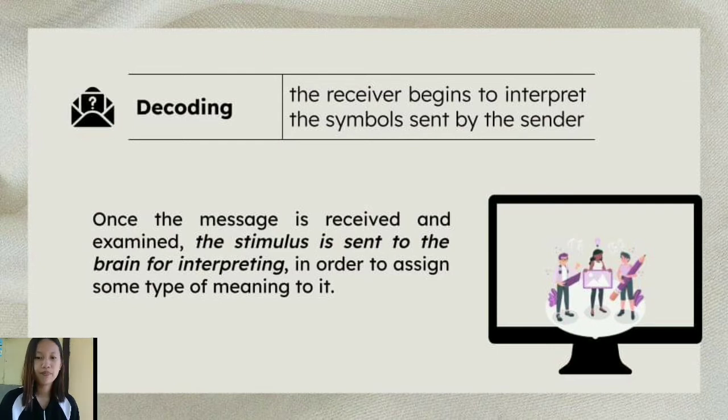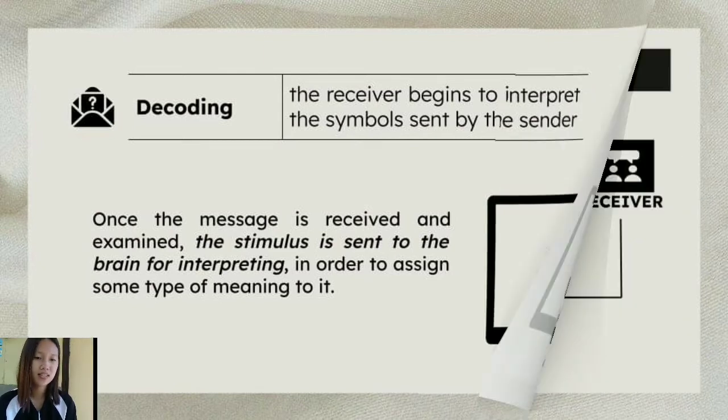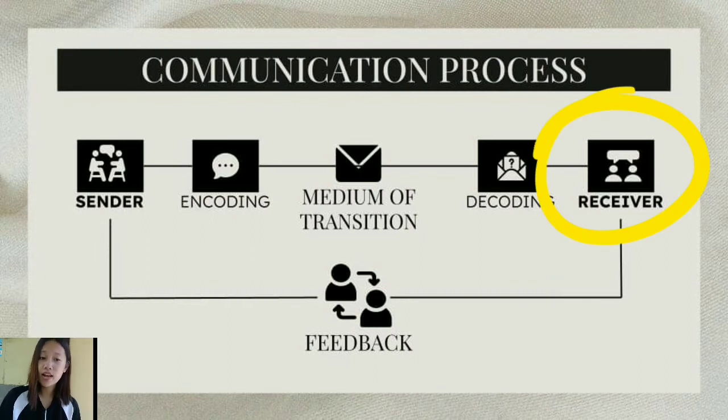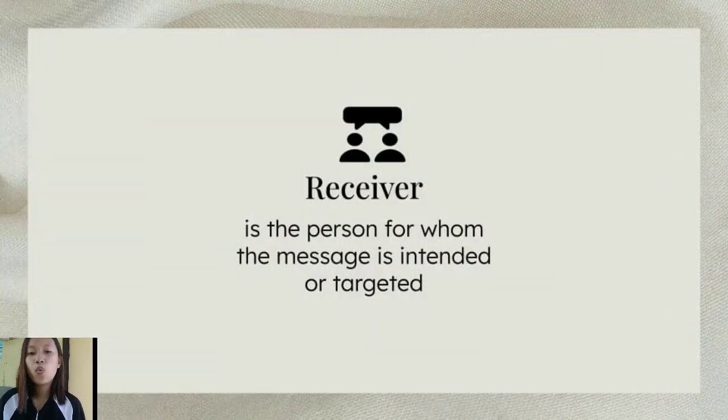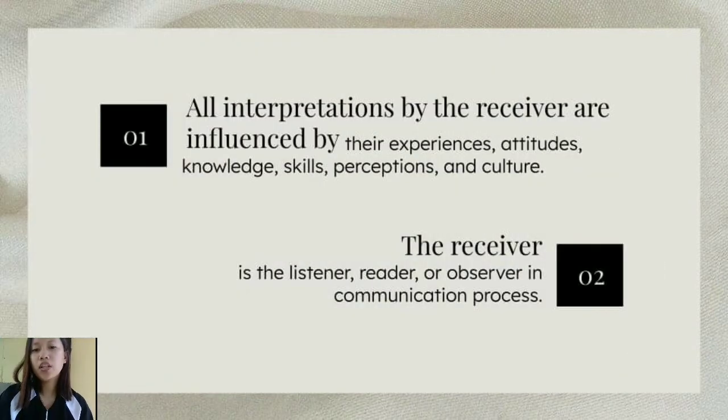by the sender. So for the end of the communication process, here comes the receiver. Because as I said, the communication process starts with the sender and it ends with the receiver. So the receiver is whom the message is directed. So all interpretations by receivers are influenced by their experiences, attitudes, knowledge, skills, perception, and culture. Because it will be them who will absorb the information and understand it in their own way. Receiver is the listener, reader, or observer in the communication process.